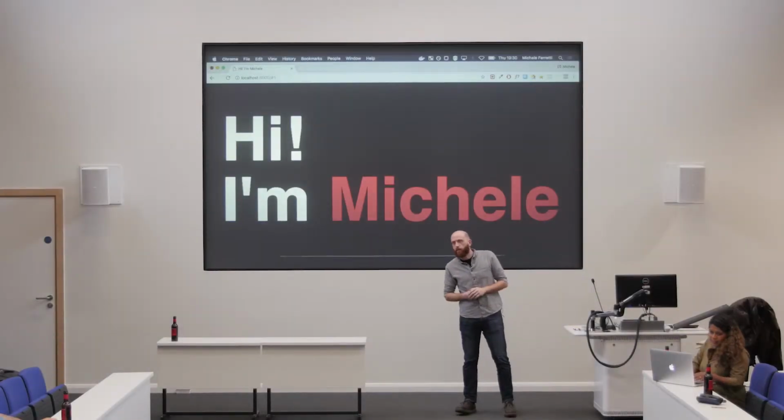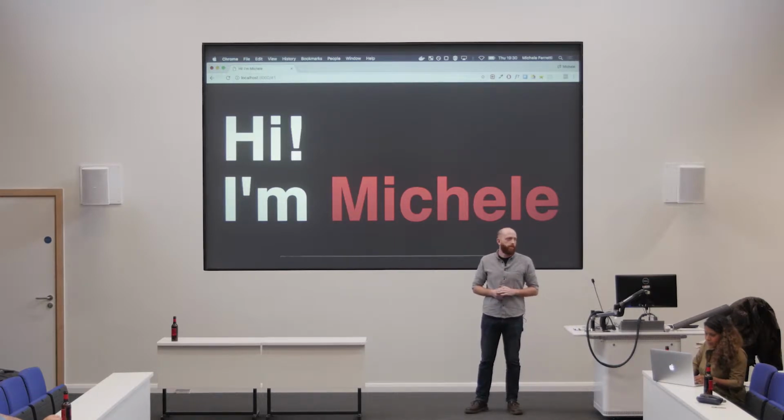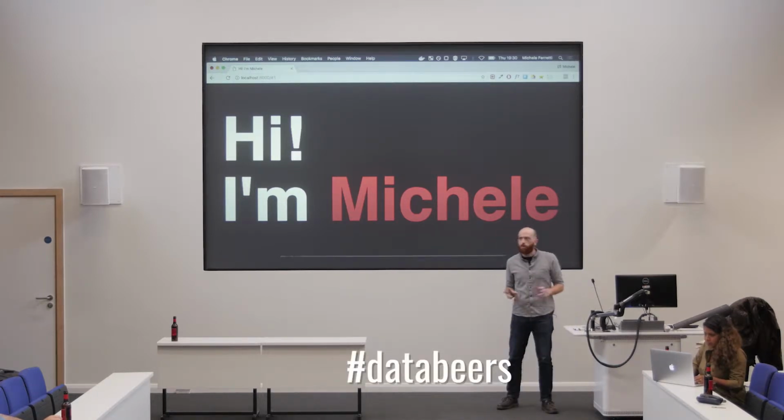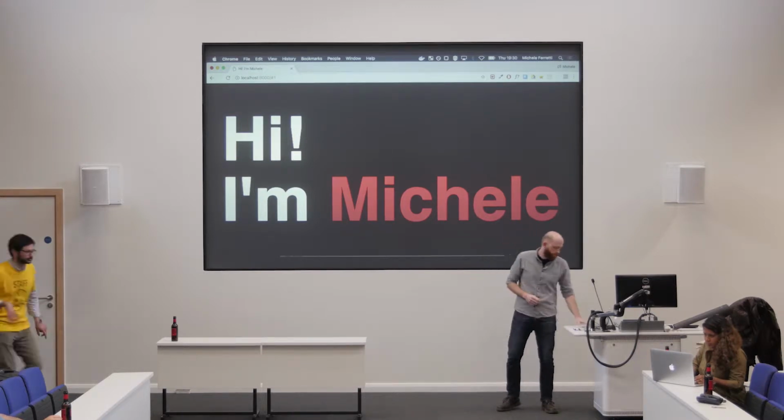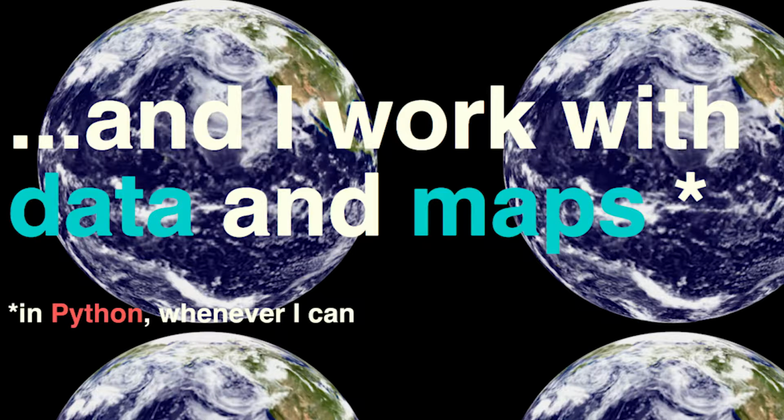I'm Michele. I'm a PhD candidate at King's College London, where I study geospatial technologies in the context of smart cities, which is the fancy academic description to say that I work a lot with data and maps, mostly in, sometimes in JavaScript, but I don't really want to go in that direction.